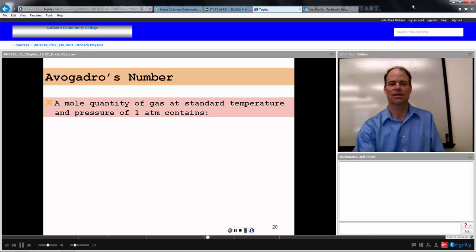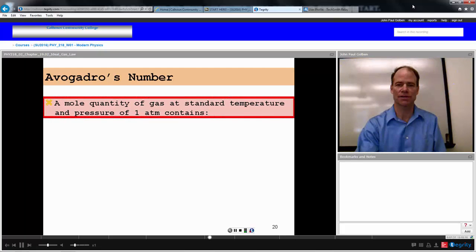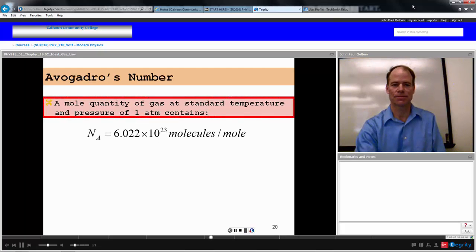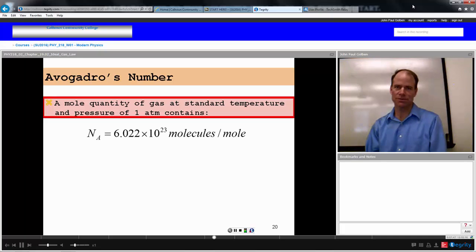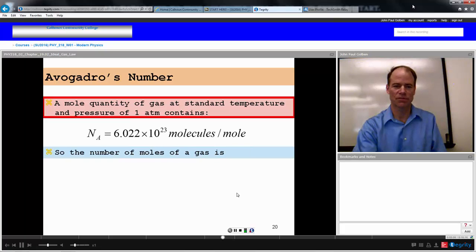Avogadro's number. A mole quantity of gas at standard temperature and pressure of 1 atmosphere contains N sub A, Avogadro's number symbol, and that's equal to 6.022 times 10 to the 23 molecules per mole. Very easy to remember, 6.022 times 10 to the 23 molecules per mole. You might even just say this 6.023 times 10 to the 23, and you won't be off very much if you want to remember it that way.